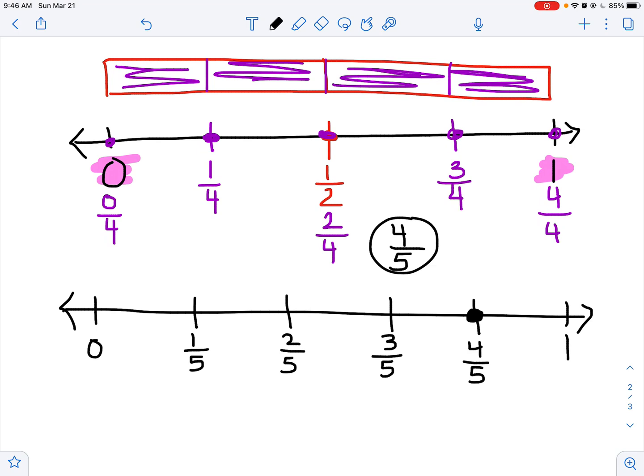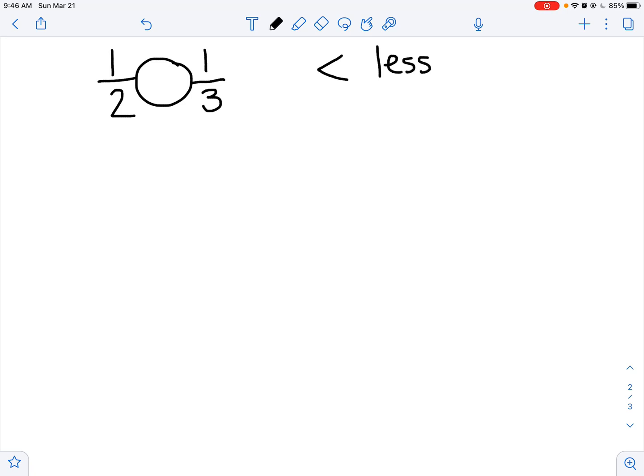Okay? And then the last thing I'm going to ask you to do is to do some comparing of fractions. So thinking about, okay, if I know I have 1/2 or 1/3, and I'm asked to say which one's larger, remember your symbols. Less than, greater than. Please do not draw teeth. These are not alligators. These are math symbols.